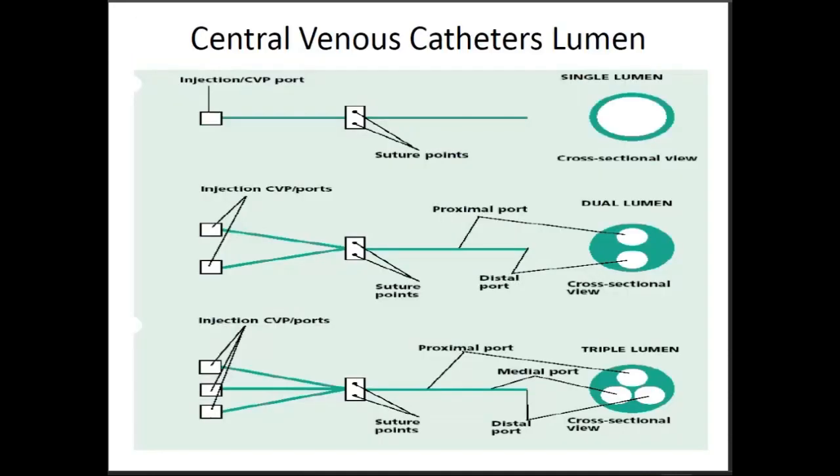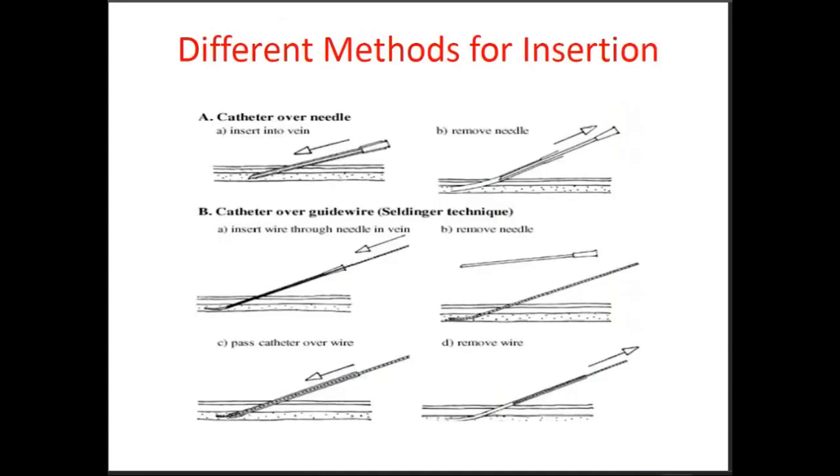Okay, so central venous catheters, there are many types, but in general, you need to know that it's a catheter and then a cannula. So you put the catheter and then you leave the cannula inside. You can have single lumen, with only one lumen, you can have double lumen, and you can have more than that. In general, it depends on the situation. You can use one or the other.